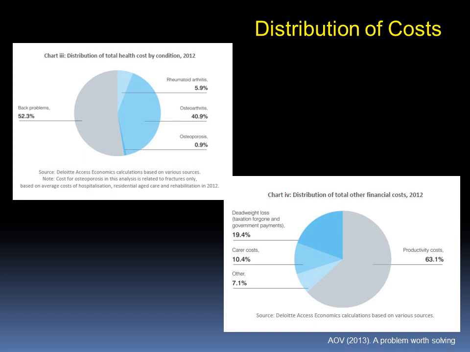If we look at that distribution of other financial expenses, and that includes dead weight loss from taxation foregone and government payments, you can see that we have a 63% loss in productivity, carers costs at 10%, government costs at 19%, and other unfactored costs at 7%. So this problem of musculoskeletal problems is quite high when we look at costs.